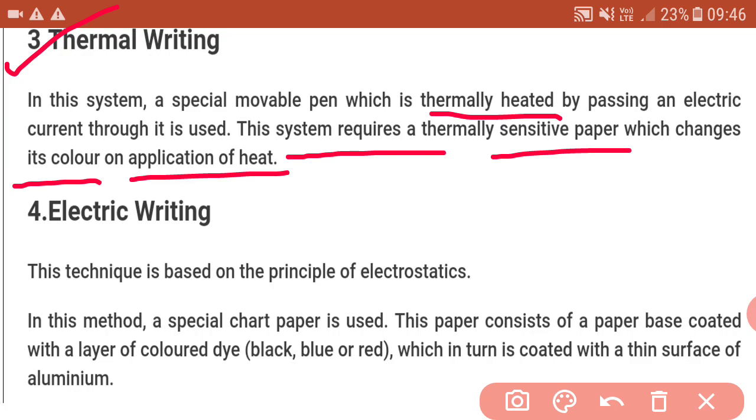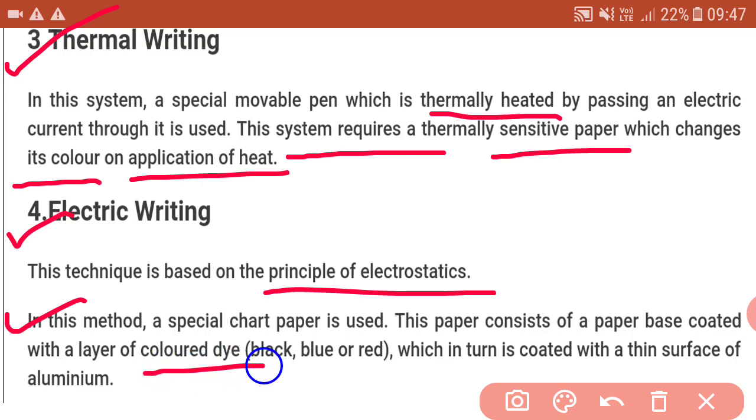Then the next one is electric writing. This technique is based on the principle of electrostatics. In this method, a special chart paper is used. This paper consists of a paper base coated with a layer of colored dye. The color may be black, blue or red, which in turn is coated with a thin surface of aluminium. So this is the electric writing.